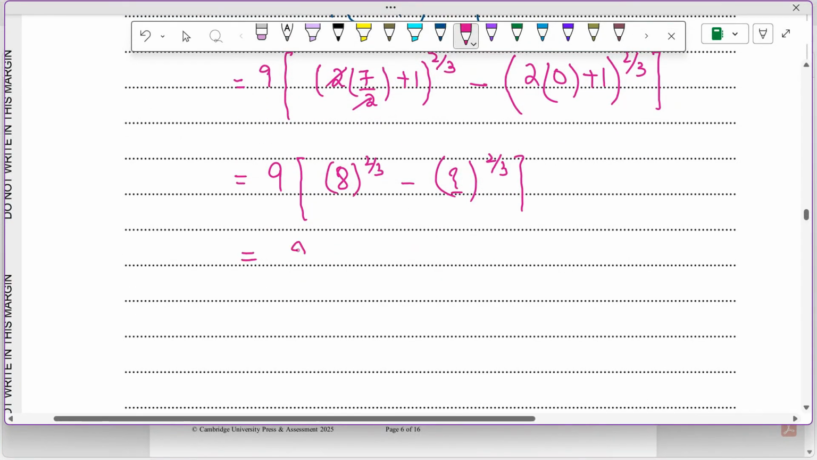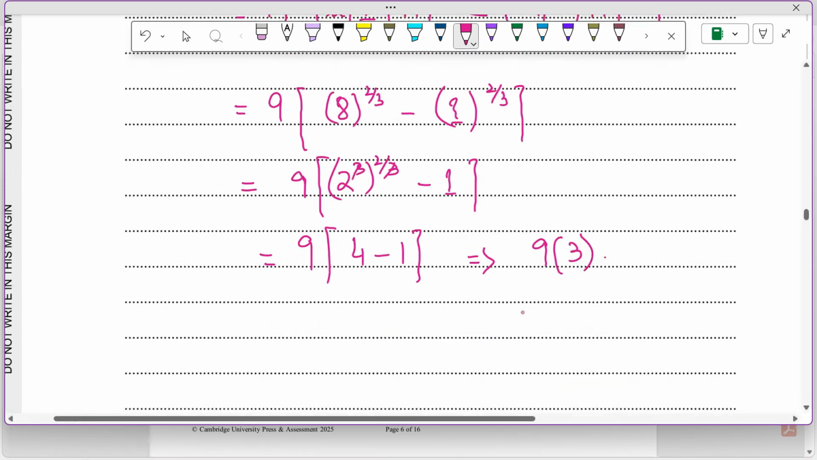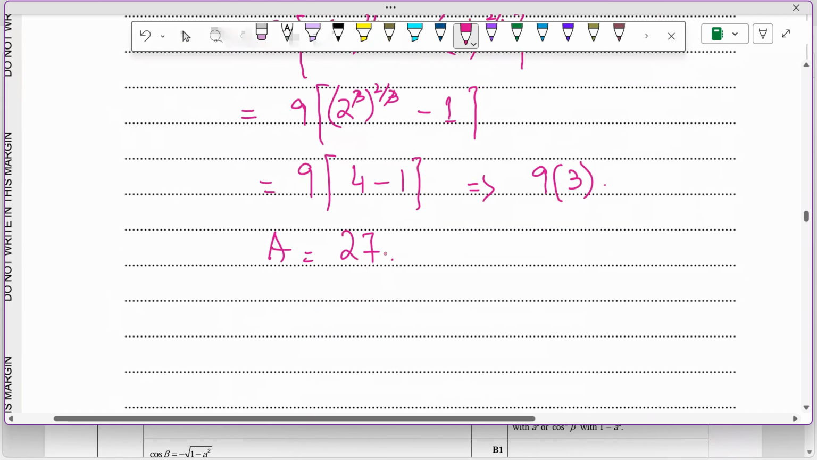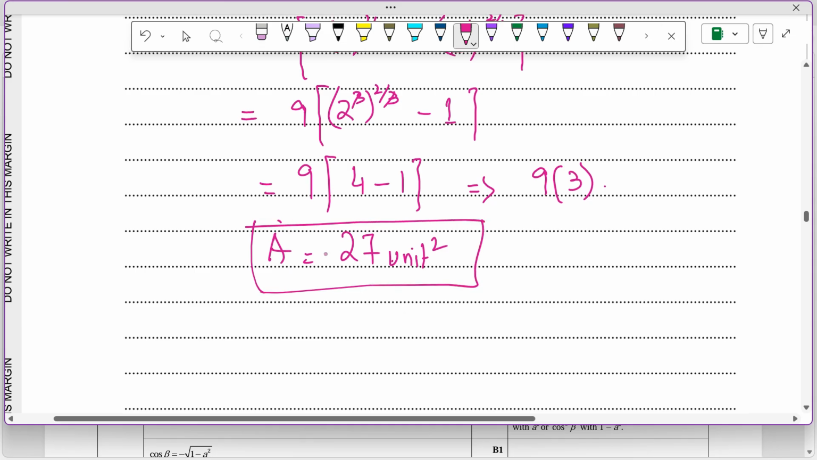So this one is equal to 9, and 8 can be written as 2 cubed, whole power 2 by 3 in brackets, minus 1. So this one will be cancelled out and we will have 9 times 2 squared, which is 4, minus 1. So we will have 9 times 3. So area under the curve is 27 square units. So this is the required area.